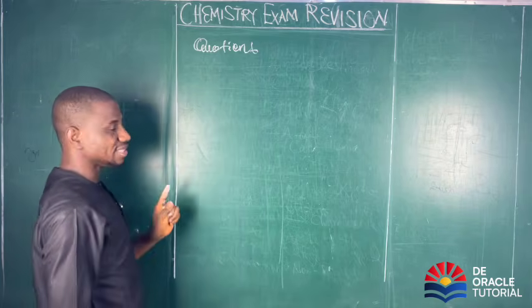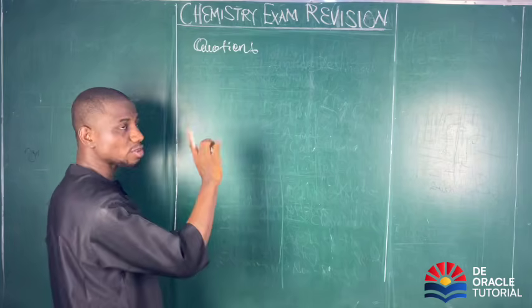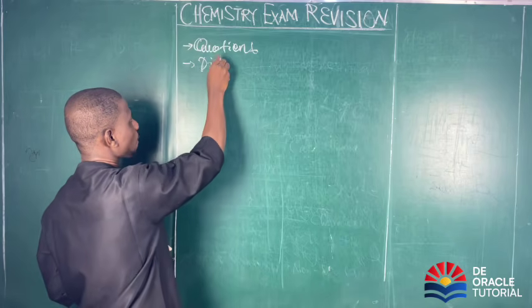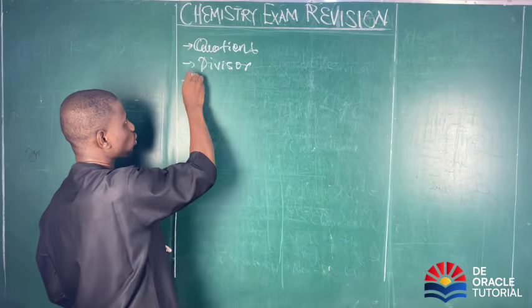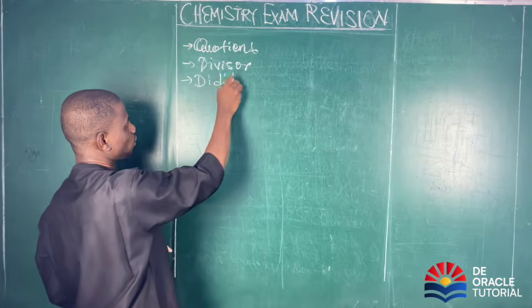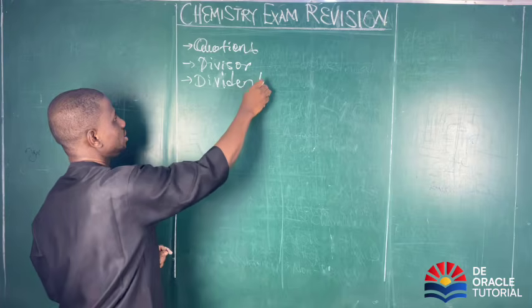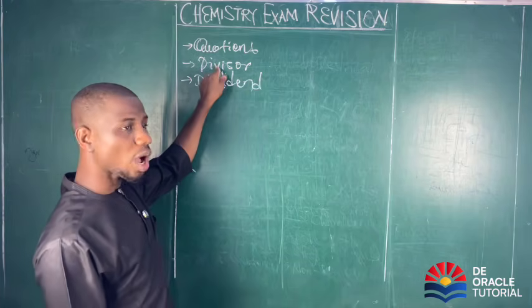Now, before I explain this, I want you to understand something. There are 3 terms I would like you to know. One of them is what is called quotient, and that is what is called divisor, and that is what is called dividend. So we have dividend, divisor, and what?